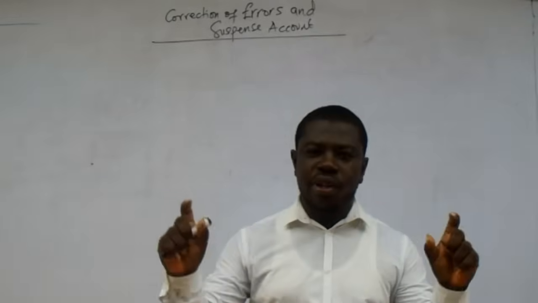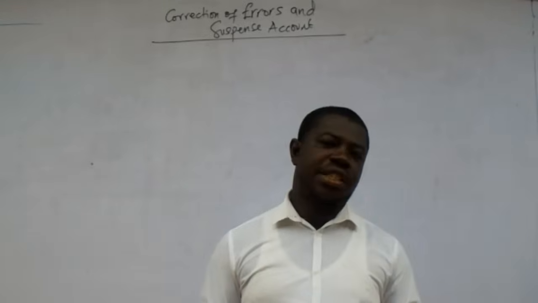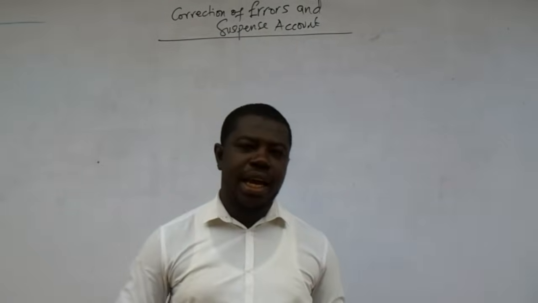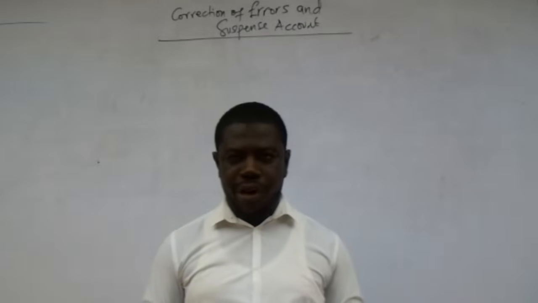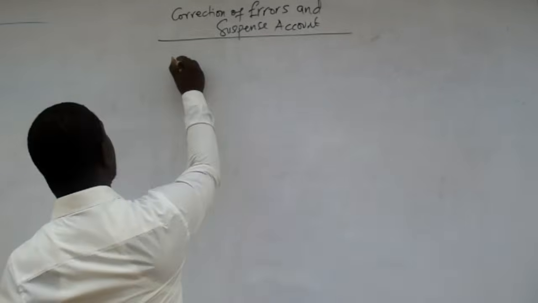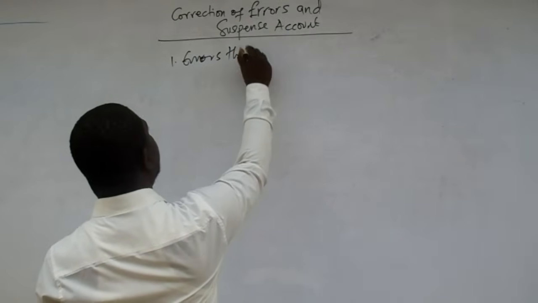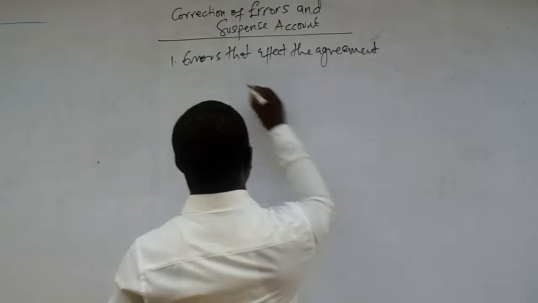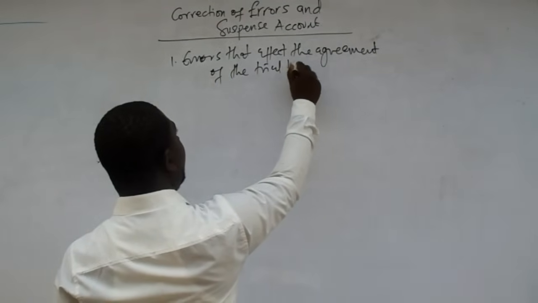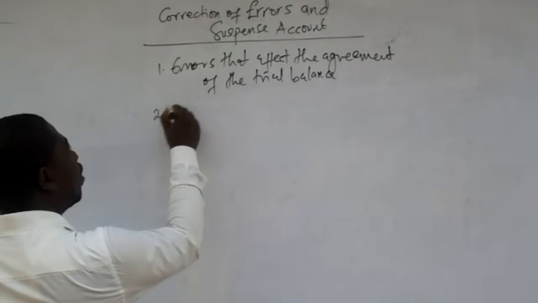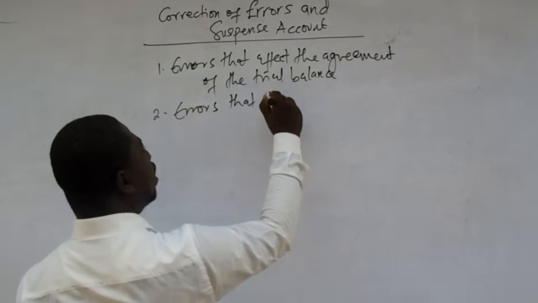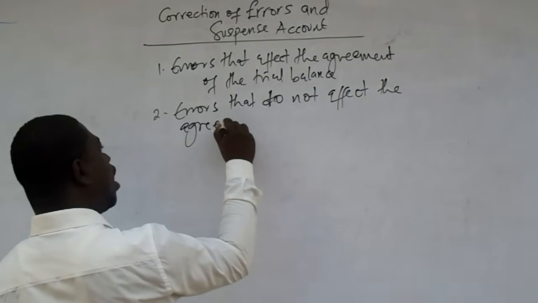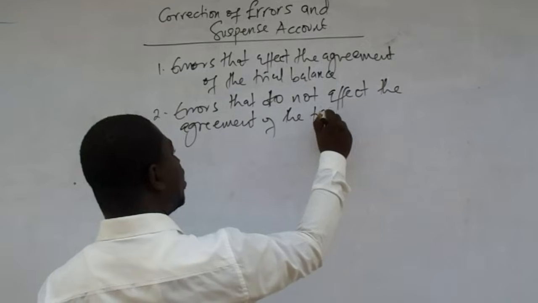Now, we have two broad classifications of errors. We have errors that affect the agreement of the trial balance and errors that do not affect the agreement of the trial balance.